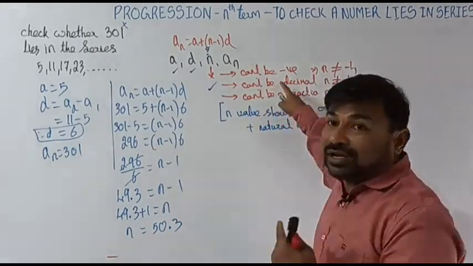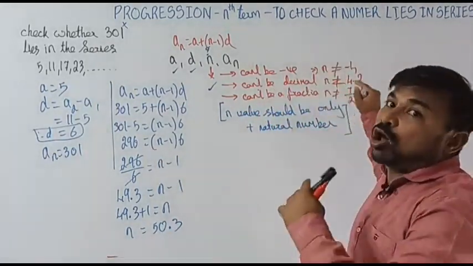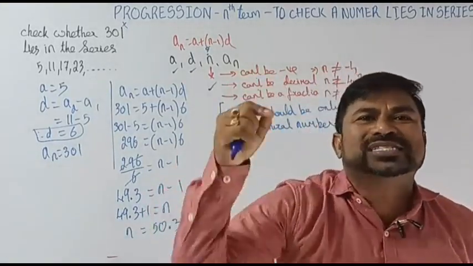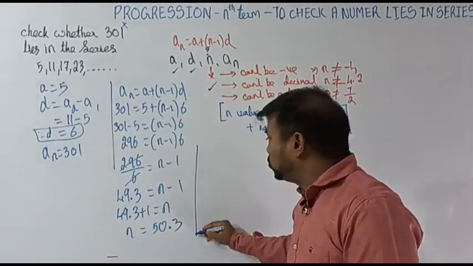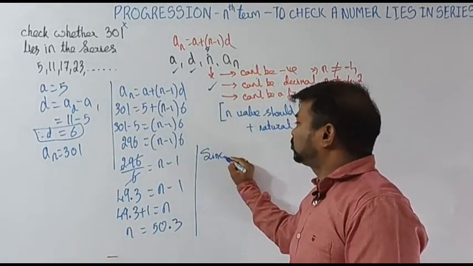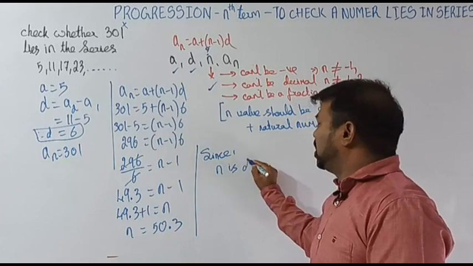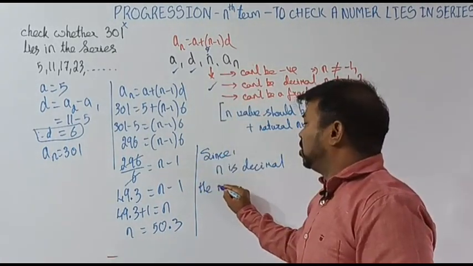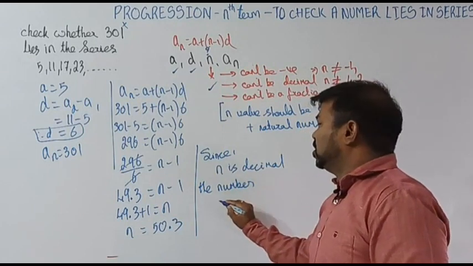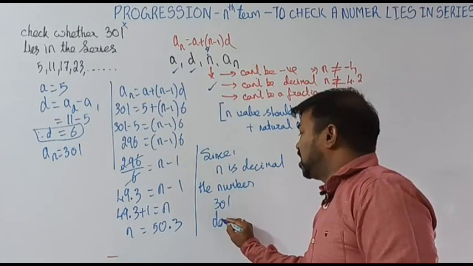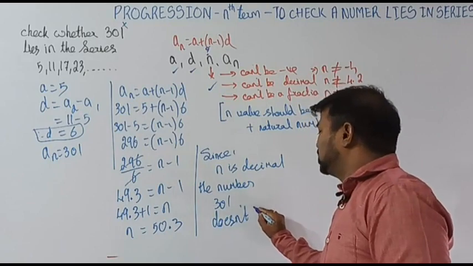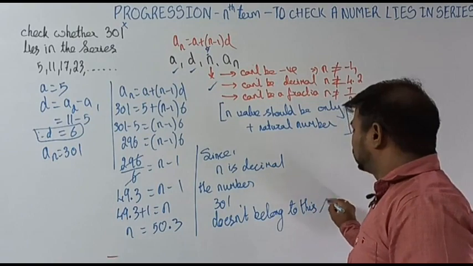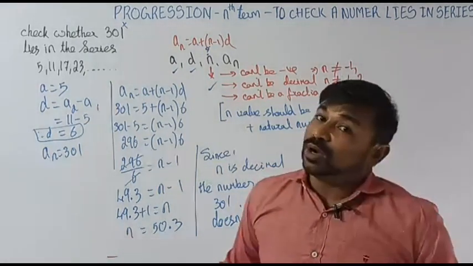So if you get in terms of decimal or a negative or a fraction, straight away tell, no man, that number does not belong to that series. So as we got, we have to say, since n is decimal, the number 301 does not belong to this series, right? That's the cool tip.